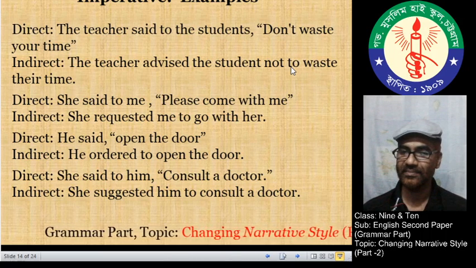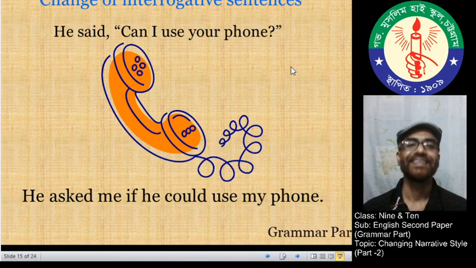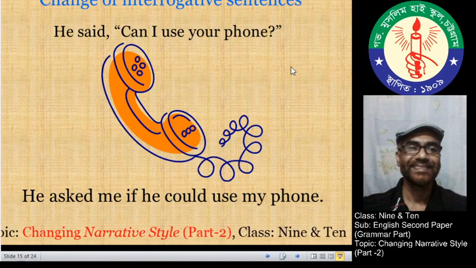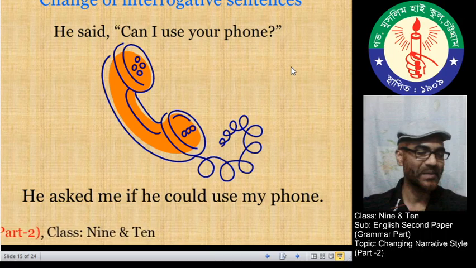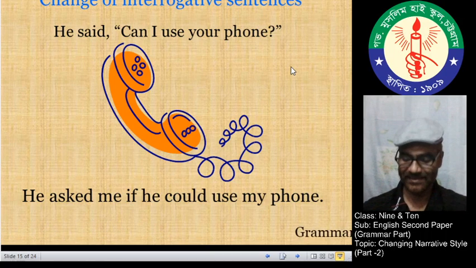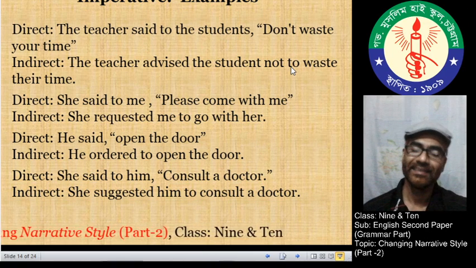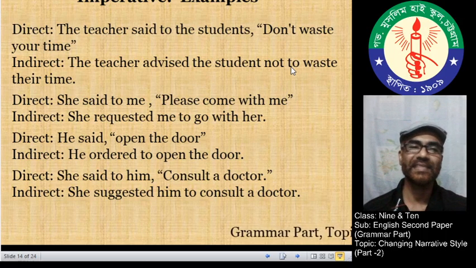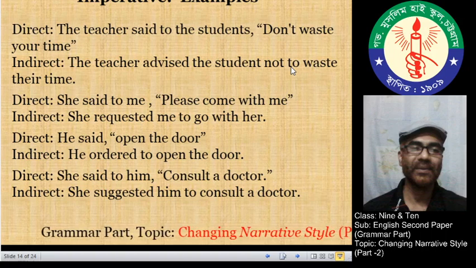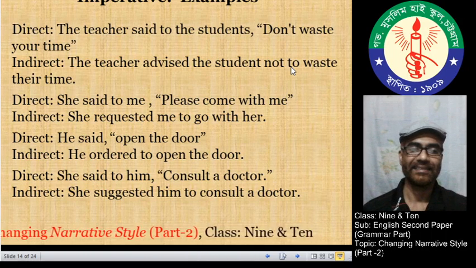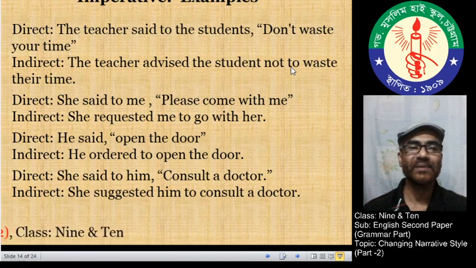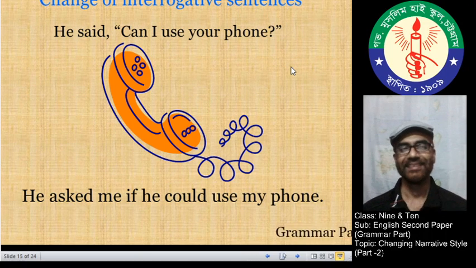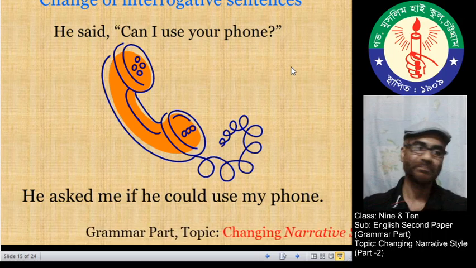Okay, let's now see this one, the interrogative sentences. We have already finished imperative sentences, and I think you have understood better because different types of examples have been used to make you understand better. And if you watch the video again and again, repetition always makes you perfect. Okay, let's now move on to the interrogative sentence.